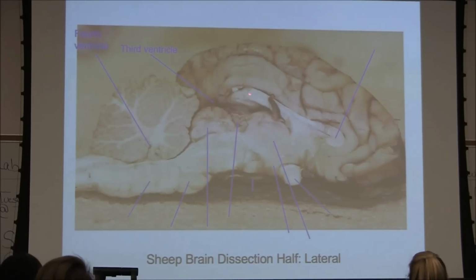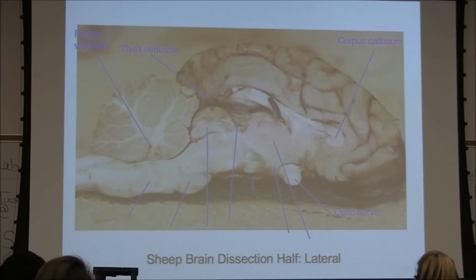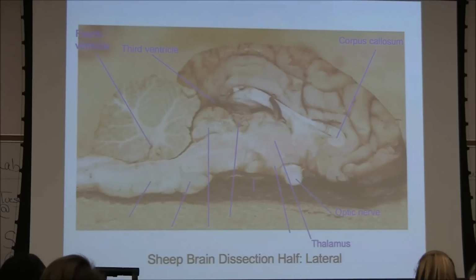What is this guy right here? That's your corpus callosum. Okay, this roundabout guy right here. That is your corpus callosum. What is this circle right here? Your optic nerve. What is this circle right here? Your thalamus. What is this little guy right here? The hypothalamus.